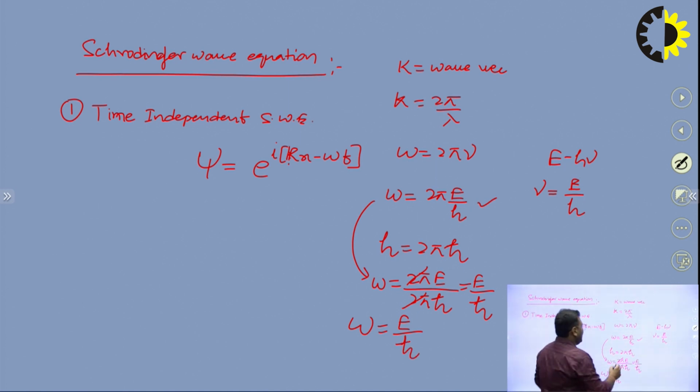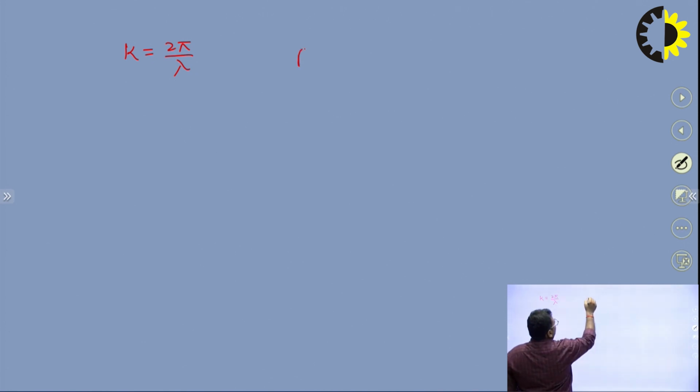Similarly with this k, we are saying it's a wave vector, and it can be written as k is equal to 2 pi upon lambda. Here lambda is the de Broglie wavelength, and we also know that p is equal to h upon lambda. This relation we also know, right? So from here we can write lambda is equal to h upon p.